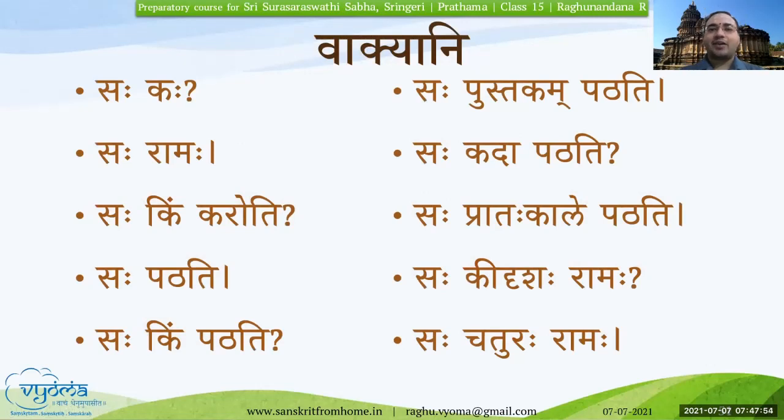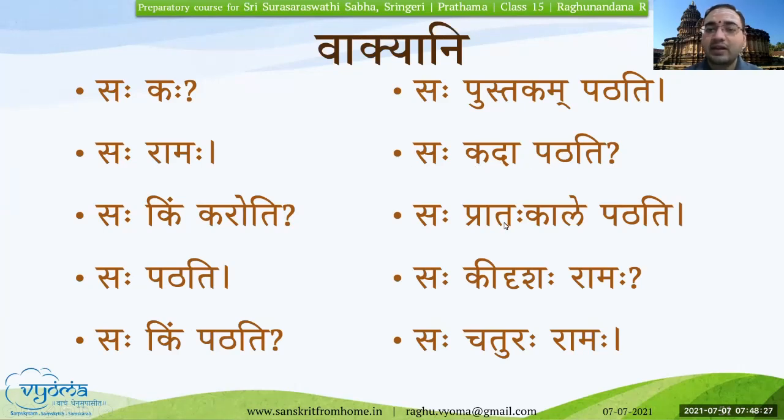So if we ask the questions now, Vakyani rachayamaha cheta, saha kaha, saha ramaha, saha kim karoti, saha pathati. Whenever we want to know what that person is doing, etc., we can ask saha kim karoti. So saha pathati, saha likhati, saha kridati, etc. Then saha kim pathati. Now you are asking one more question. Saha kim pathati. Now this answer pustakam pathati is the object of this kriya. Saha pustakam pathati.